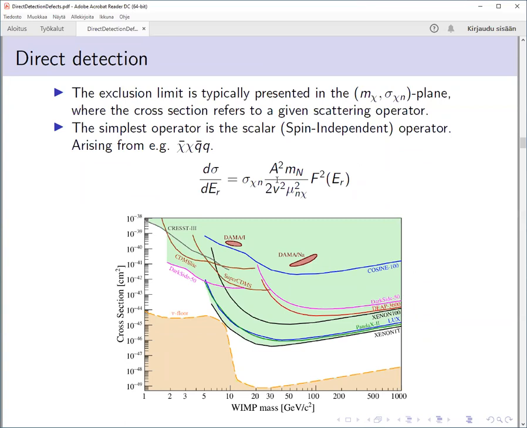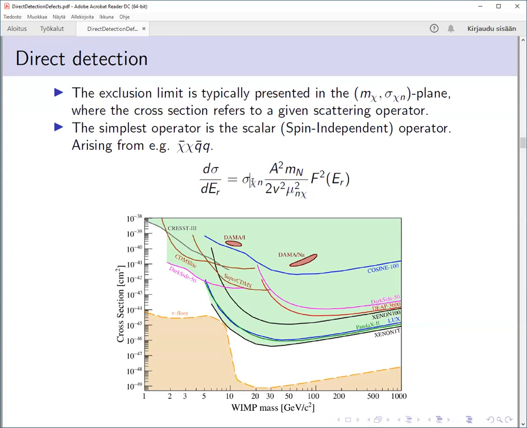And then the scattering from a nucleus is just given by this number times A squared, where A is the mass number of the nucleus, times a form factor that describes the loss of coherence when you scatter from a finite size nucleus. So this is a function of energy. And then there is just some kinematic factor here. So then basically this σ_χn is the quantity that you constrain. So this would be your particle physics quantity.